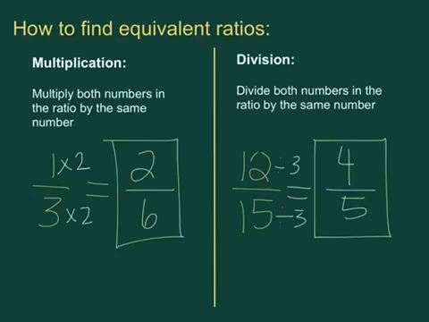So just to review quickly, how to find equivalent ratios: we can use the idea of multiplication, where we multiply both numbers in the ratio by the same number. We can also use the idea of division, where we divide both numbers in the ratio by the same number. So now you're going to practice. Hopefully this video helped you to understand how to find equivalent ratios a little bit better.